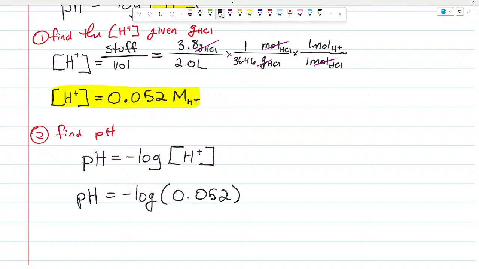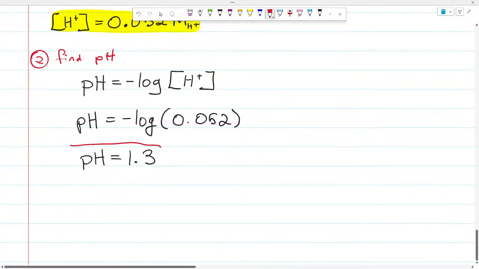0.052, and that would be -2, but this is more than that, so it's going to be negative. It's going to be like 1.3, 1.2-ish, 1.28. Okay, which should equal 1.3 after the correct number of sig figs, right? And again, there's no unit. pH is a unitless scalar quantity.